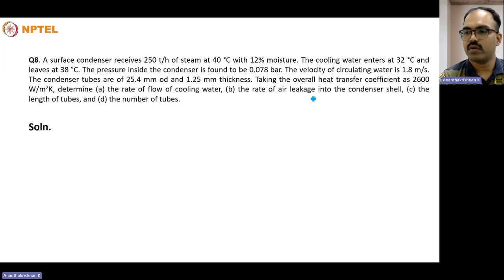Taking the overall heat transfer coefficient at 2600 watt per meter squared Kelvin, determine A, the rate of flow of cooling water, B, the rate of air leakage into the condenser shell, C, the length of tubes, and D, the number of tubes.